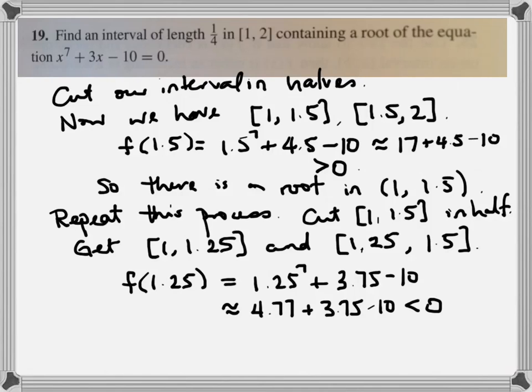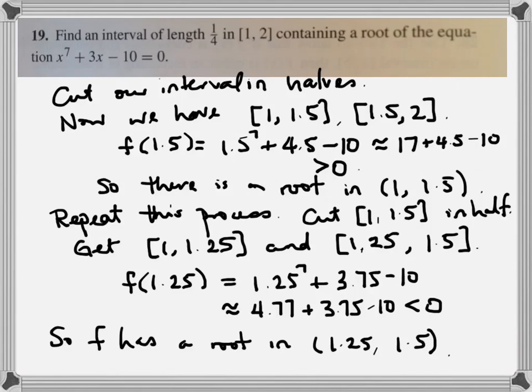So what this tells us is, since f of 1 is negative, f of 1.25 is negative, and f of 1.5 is positive, our function changes sign between 1.25 and 1.5. In other words, it must have hit 0 somewhere in between there. So we conclude f has a root in the interval from 1.25 to 1.5, since f of 1.25 was negative, but then f of 1.5 was positive. We must have crossed 0 somewhere in between there. Great, so that is it. I hope that that was really helpful.